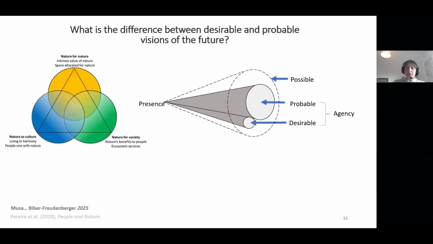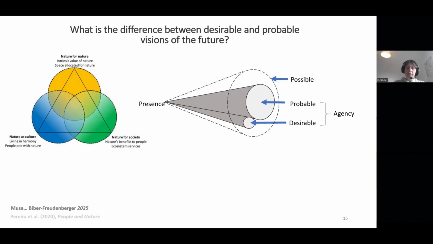So in order to assess these values, we used the so-called Nature Futures Framework, which you can see here. What it basically does is it says, well, nature can be valued for very different reasons. It can be valued as the concept of nature for society.